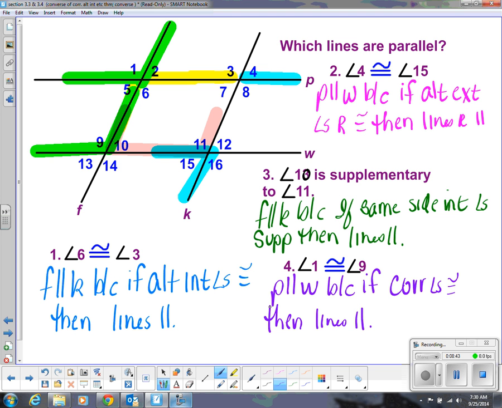Now, on your proofs, we didn't word them this way, did we? You start with parallel and conclude the angles.